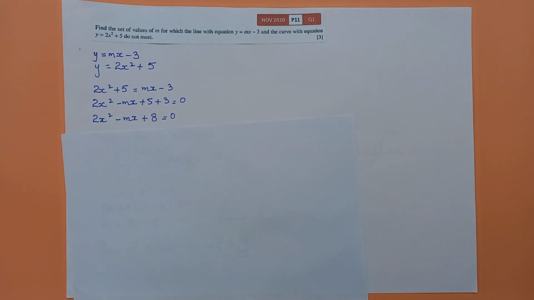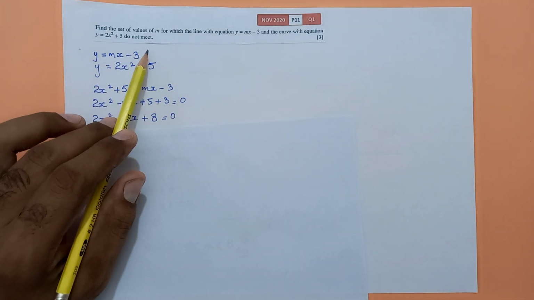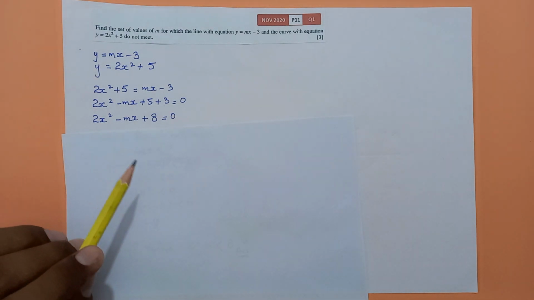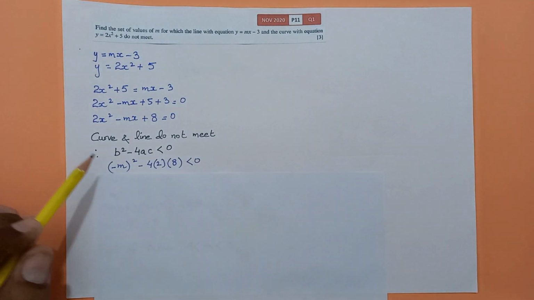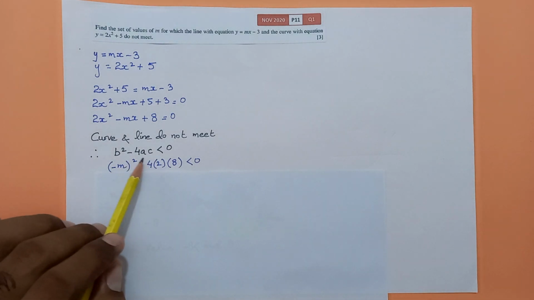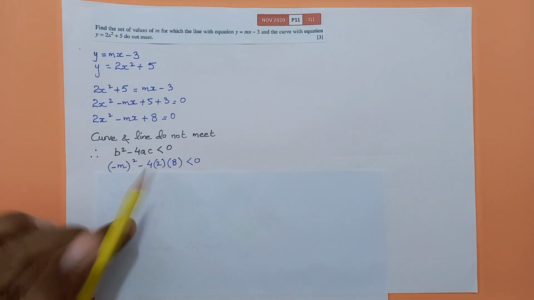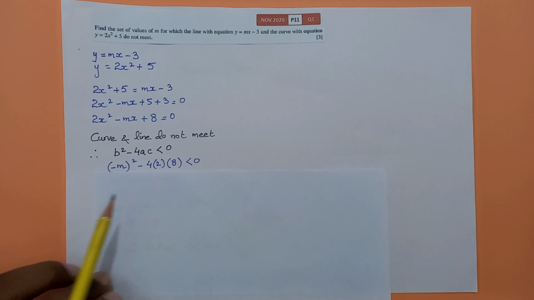The condition was do not meet. That means the discriminant would be less than 0. That means b square minus 4ac would be less than 0.